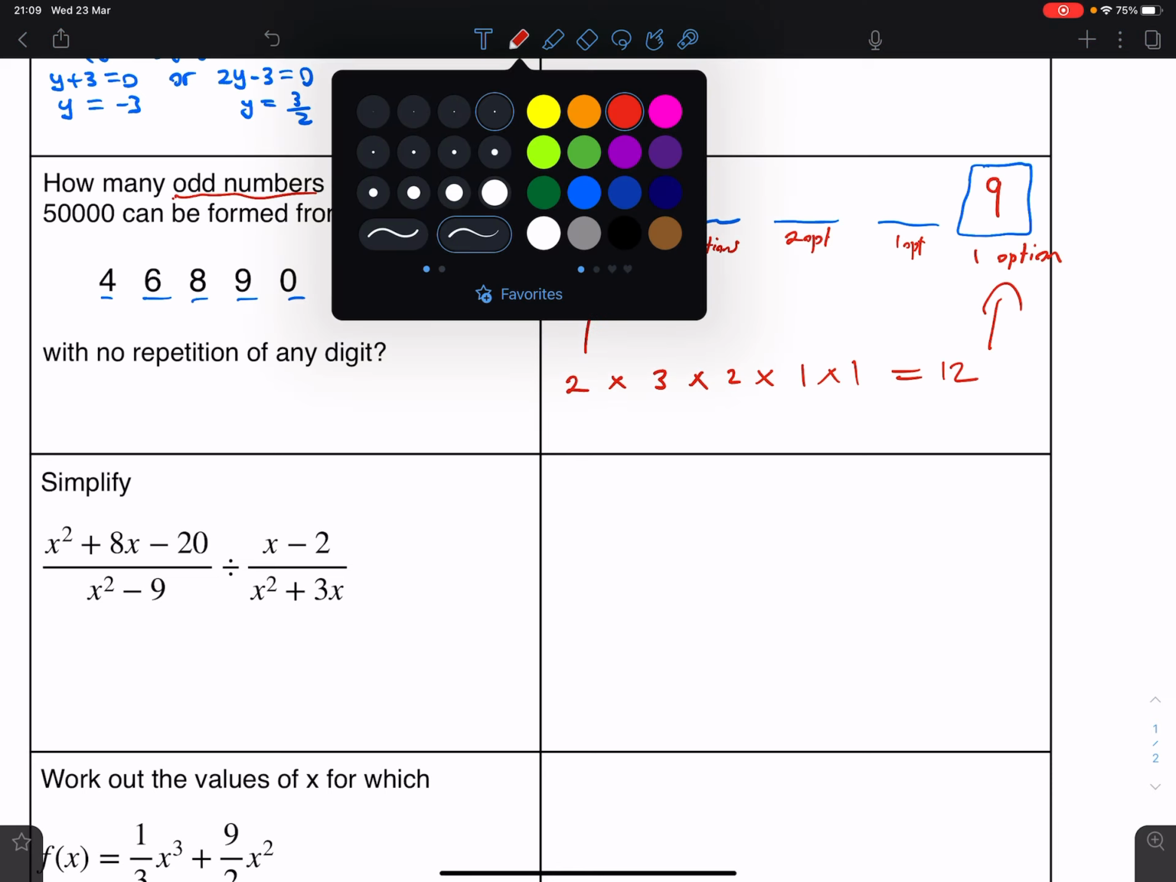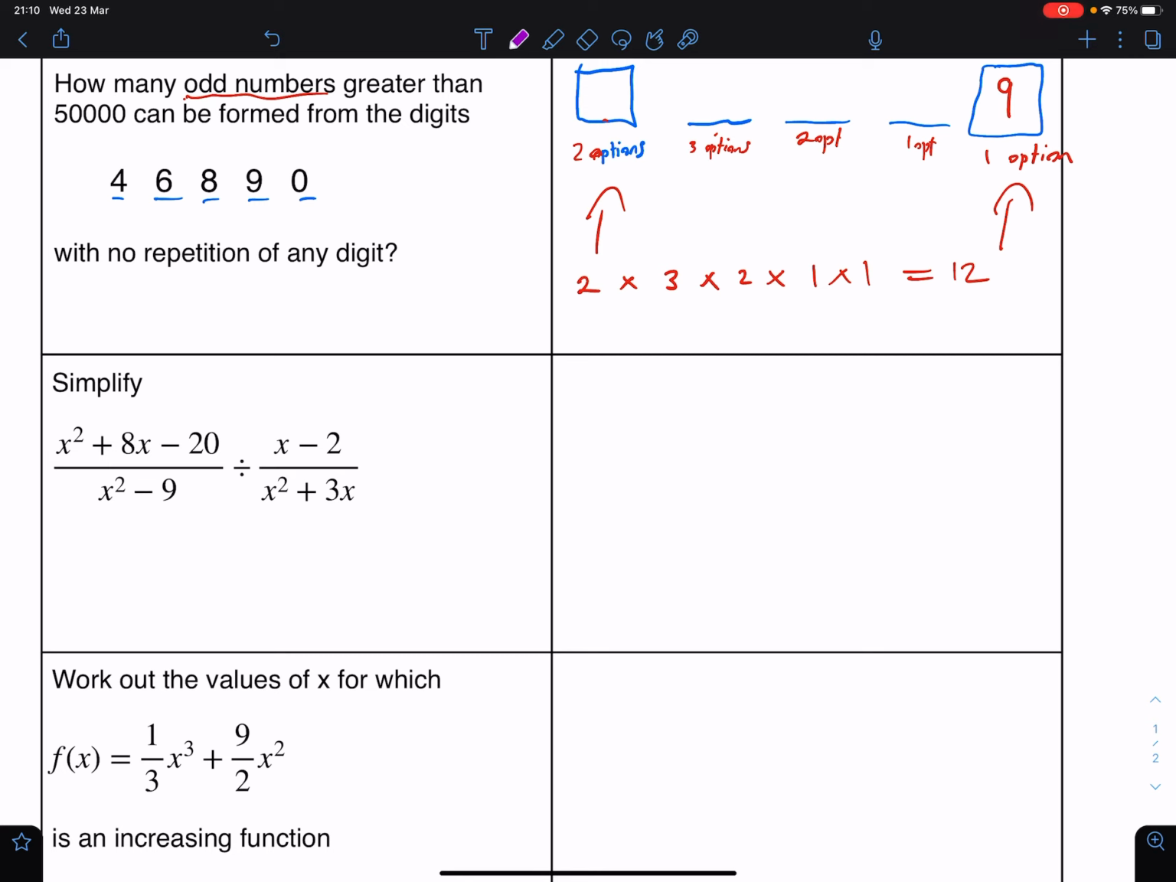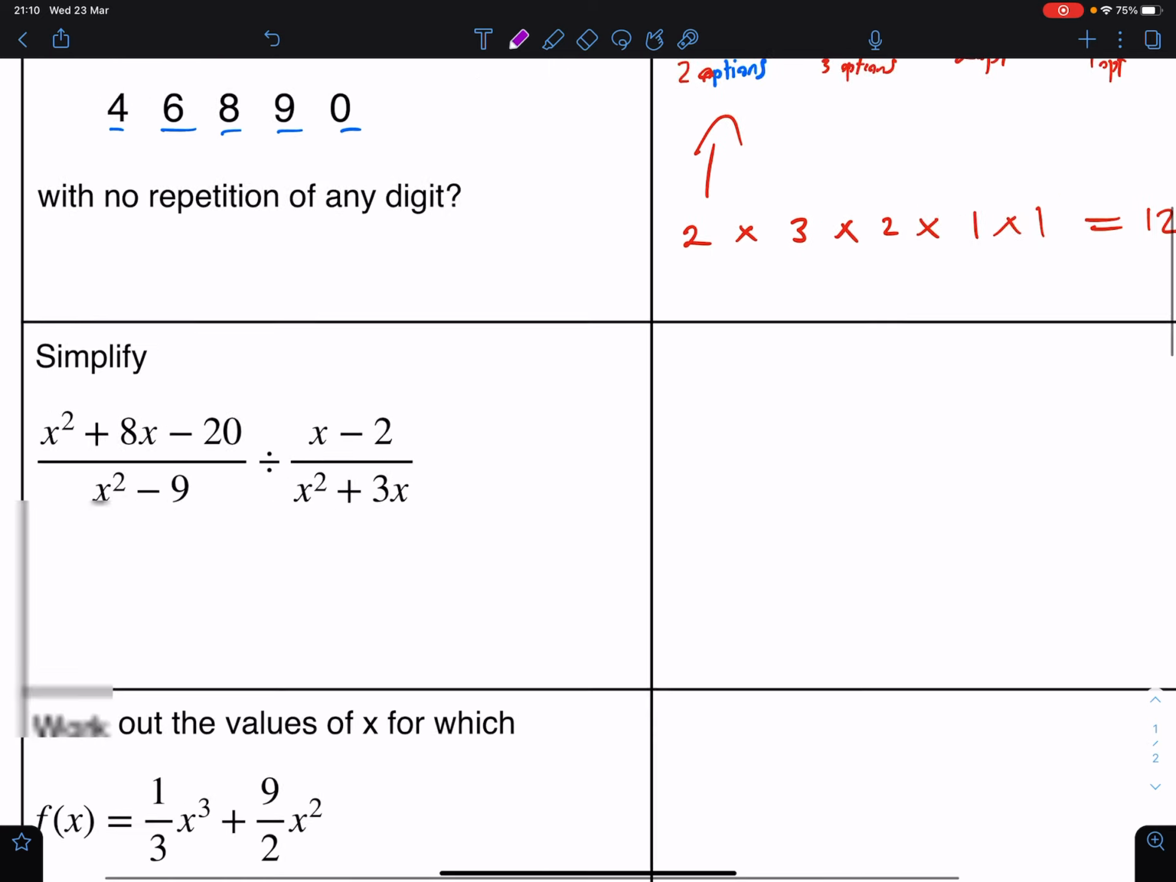Okay, next I'm going to change color. Let's go for purple. Right, we're simplifying this. Well, this is quite nice. It's division, right? When you divide by a fraction, it's the same as multiplying by the reciprocal.